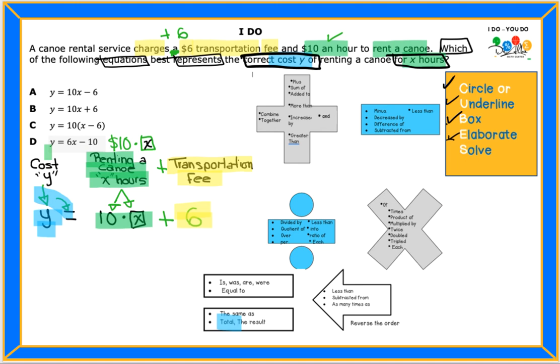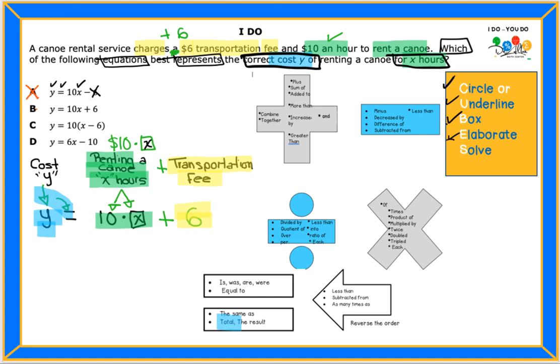So let's check on the choices. Let's analyze choice A. They have a Y, they have an equal, the 10 that multiplies the X, great, but then they're subtracting the fee. And this section here is not gonna work. So I cannot take this choice.